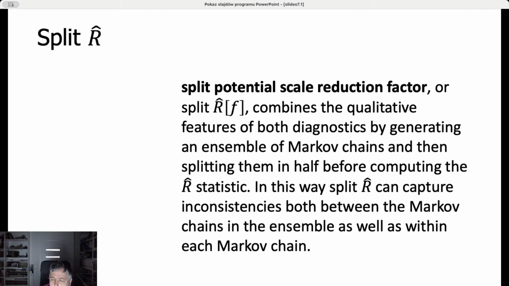The function that works currently and is mostly used is the so-called split R hat, which is, let's say, the best of both worlds. It is the so-called split potential scale reduction factor, or split R hat. And the idea is like this. We use multiple Markov chains for sampling of our probability distribution, which we generated using the Metropolis-Hastings algorithm.